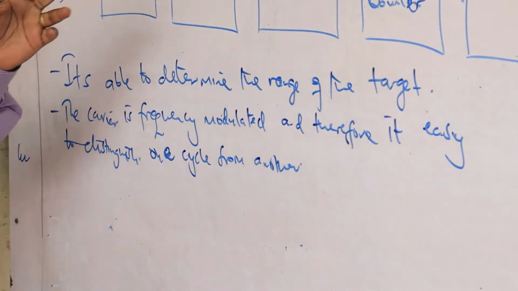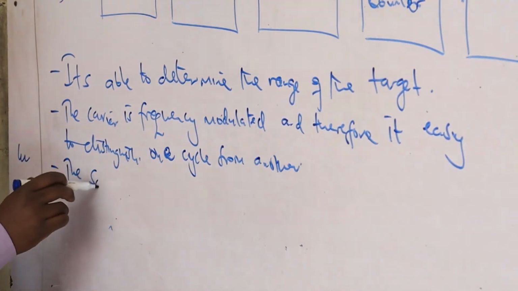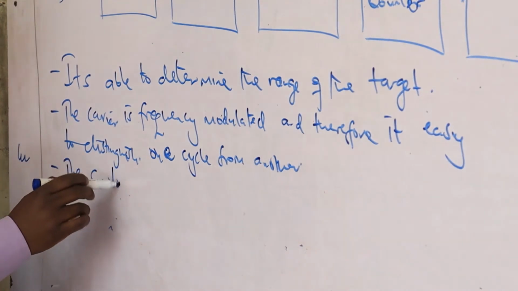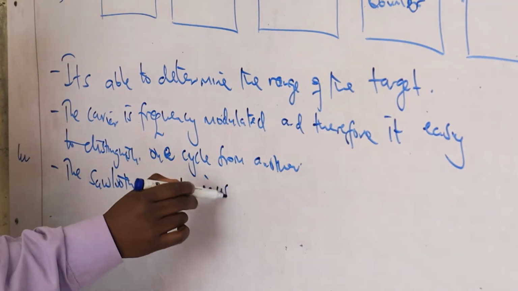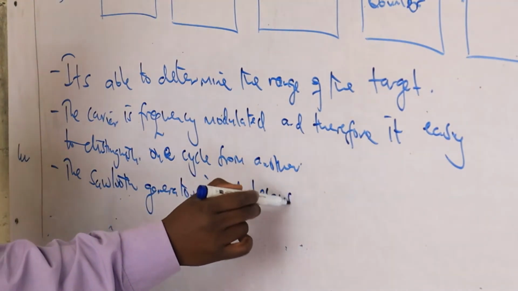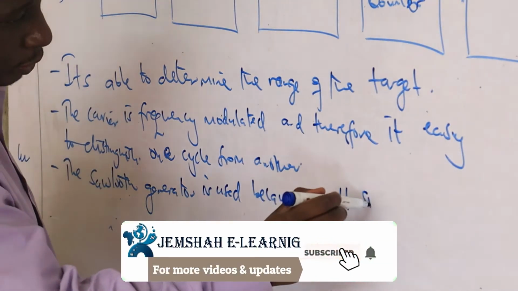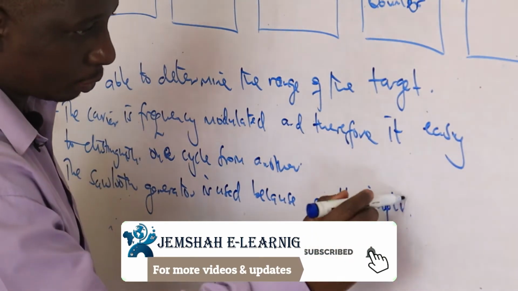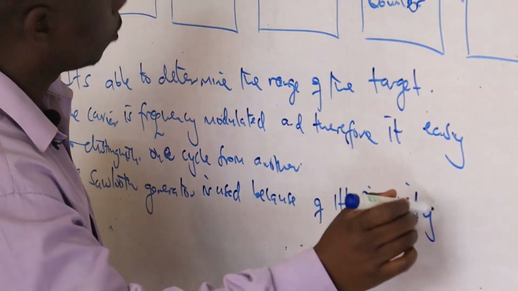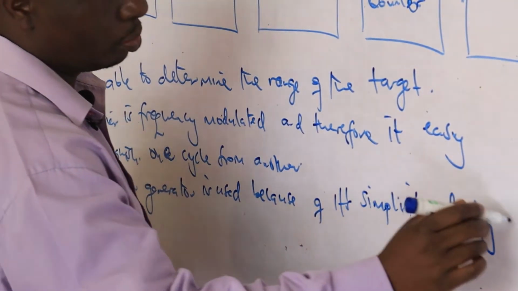Another thing we want to look at is that this is used as a sawtooth generator, and the reason is because of its simplicity during modulation.